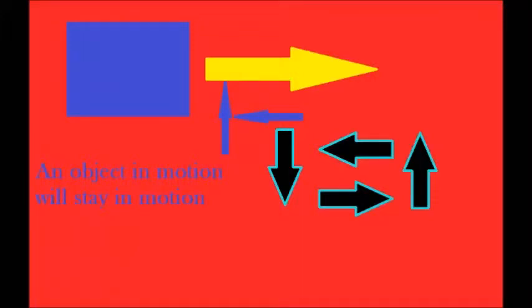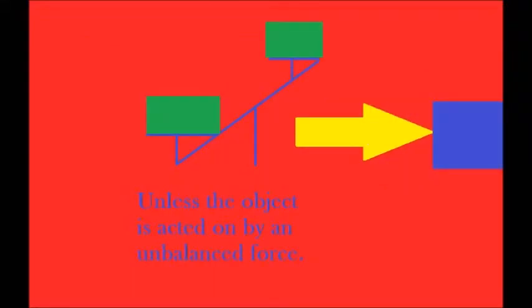Sir Isaac Newton's three laws of motion. Newton's first law of motion is: an object in motion stays in motion, and an object at rest stays at rest, until the object is acted on by an unbalanced force. Inertia is a tendency to resist change in motion.